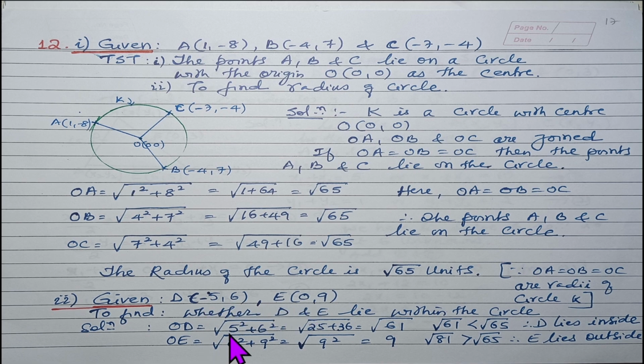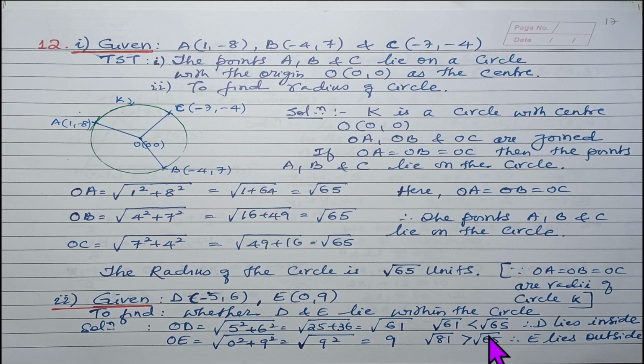When I find the distance OD by applying distance formula, I find that it is 0 minus of minus 5, that is 5 square, 6 minus 0 is 6 square because the center is 0, 0, so I get root 61, and OE will be root of 0 minus 0 is 0 square, 9 minus 0 is 9 square, again I get the value of 9 here, or root of 81. Now you find root of 61 is less than root 65.